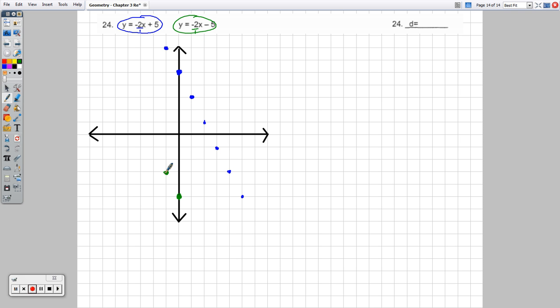And I know that if I went down 2, I'd have to go right 1. That'd be -2 over 1. If I went up 2, I'd have to go left 1. That'd be +2 over -1. Both of those would equal the same thing in the end.